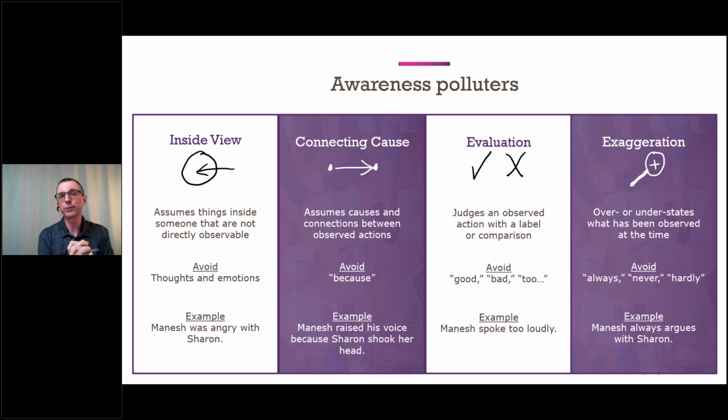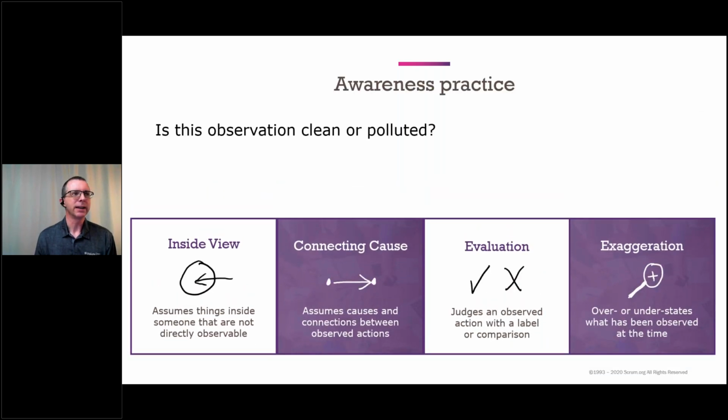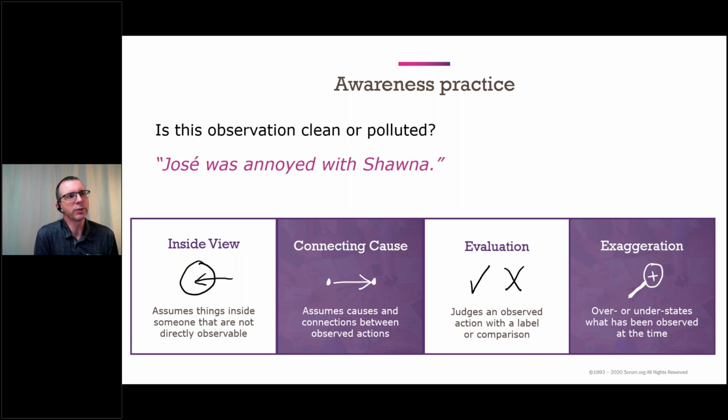Okay, for those of you keeping score at home, again, yes, those are biases. I'm talking about biases with a different word, polluters, to make it interesting today. So let's take some examples here. Let's practice this for a moment and take an example observation and see if we believe this one might be clean or if it's polluted by one of these four down here. So take a look at this one. Jose was annoyed with Shauna. You think that's clean? Or do you think it might have one of these four polluters in it? Just take a look at that for a minute while I take a drink of water.